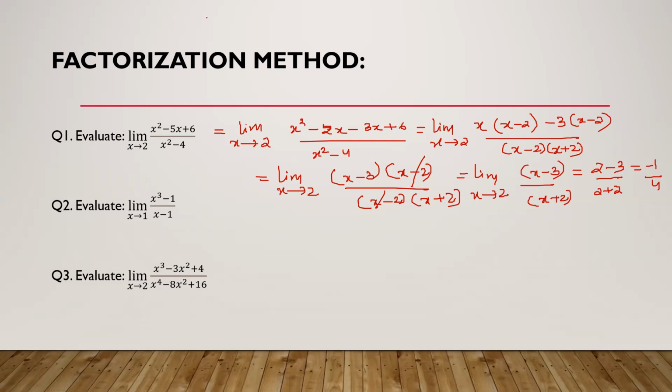No, further it is not zero. Okay, please use the factorization method. If you put this in, you will get zero by zero. So please use the factorization method. What is the formula of A cube minus B cube?